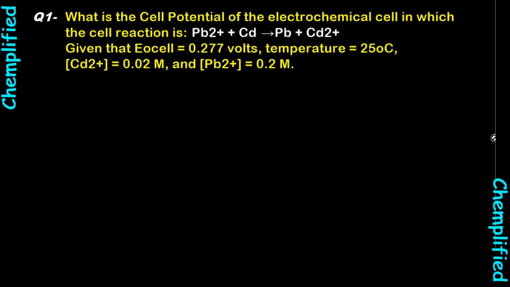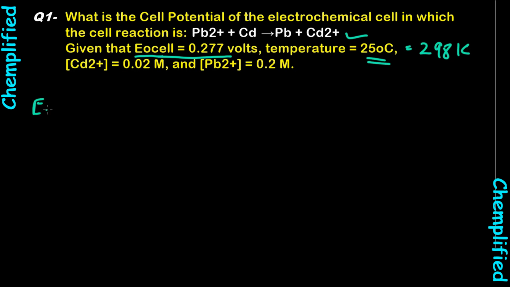We will not solve it, but we will try to understand the use of Nernst equation and how to put the values. Now in this question, there is one equation given. This is your equation. Pb2+ plus Cd gives Pb plus Cd2+, and E naught cell value is already given, right? Temperature is also given 25 degree, which is equal to 298 Kelvin. Why I am writing this? Let's take a look at the answer.